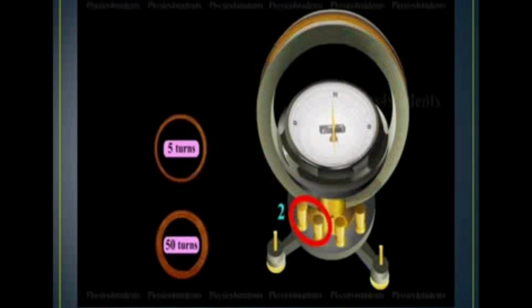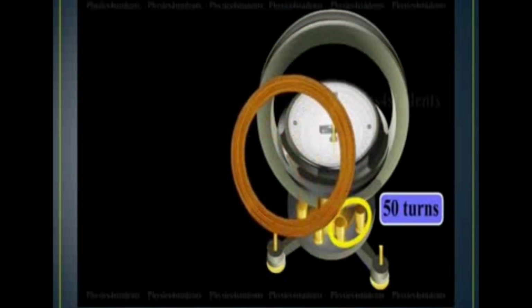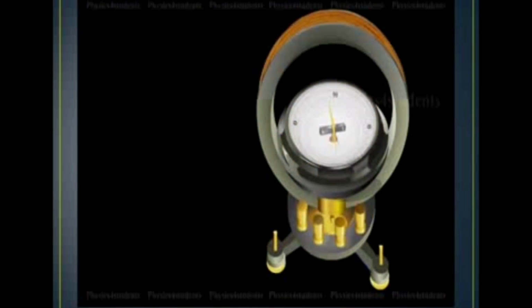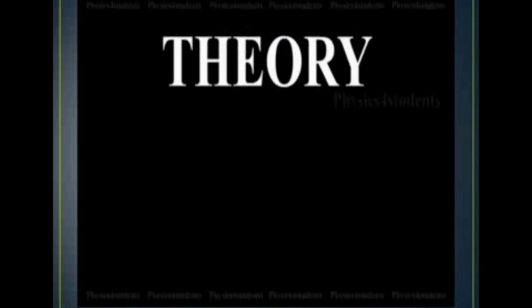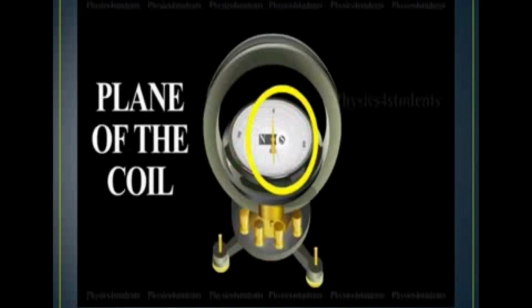And 3 turns are there: 2, 5 and 50. 3 turns are given. That means it depends on the number of turns in the coil. You can connect 2 turns, 5 turns or 50 turns. So using that screw, we can connect the 3 things. And now theory. So the plane of the coil.